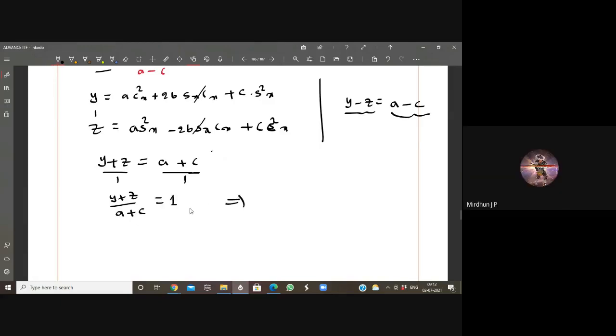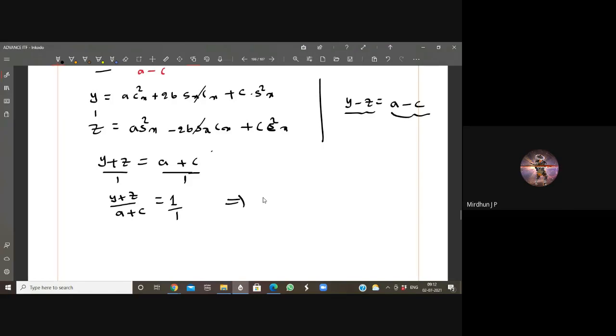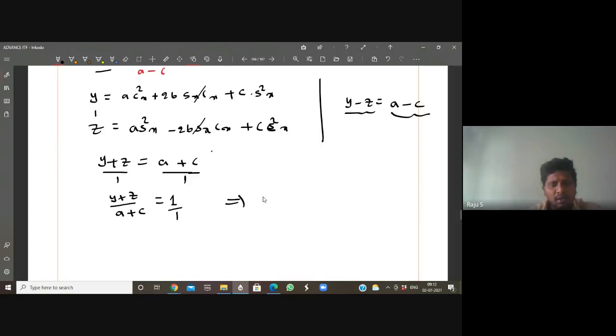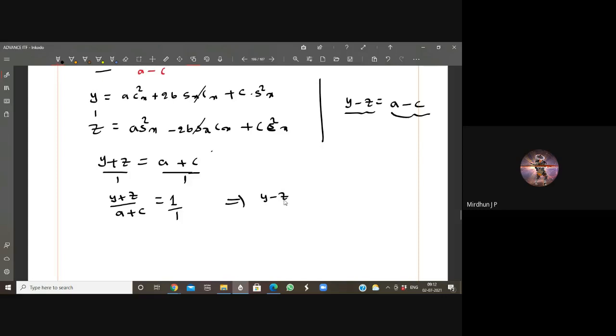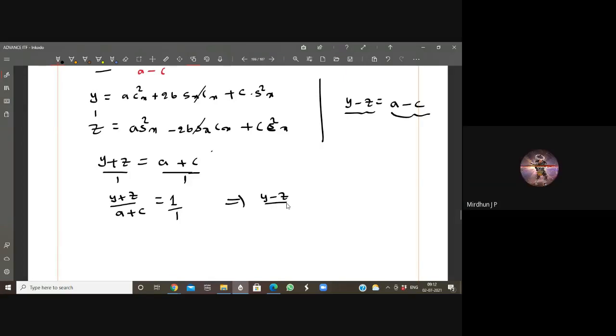Fine. Which implies y plus z by y minus z is equal to a plus c by a minus c, sir. If we cross multiply, we will get y plus z by a plus c equal to y minus z by a minus c, sir. As it is equal to 1, we can again take that to LHS, RHS, so it will be equal, no, sir.